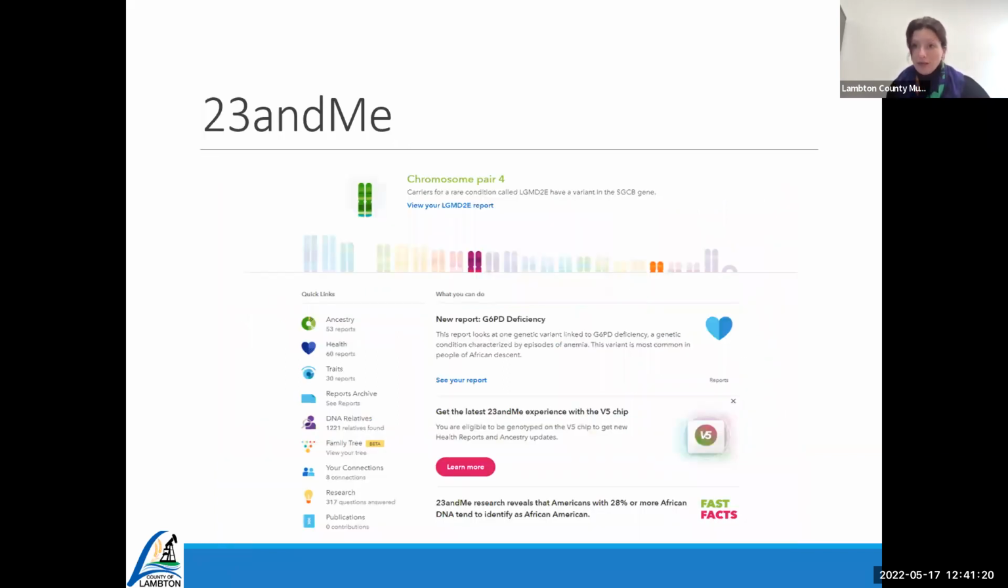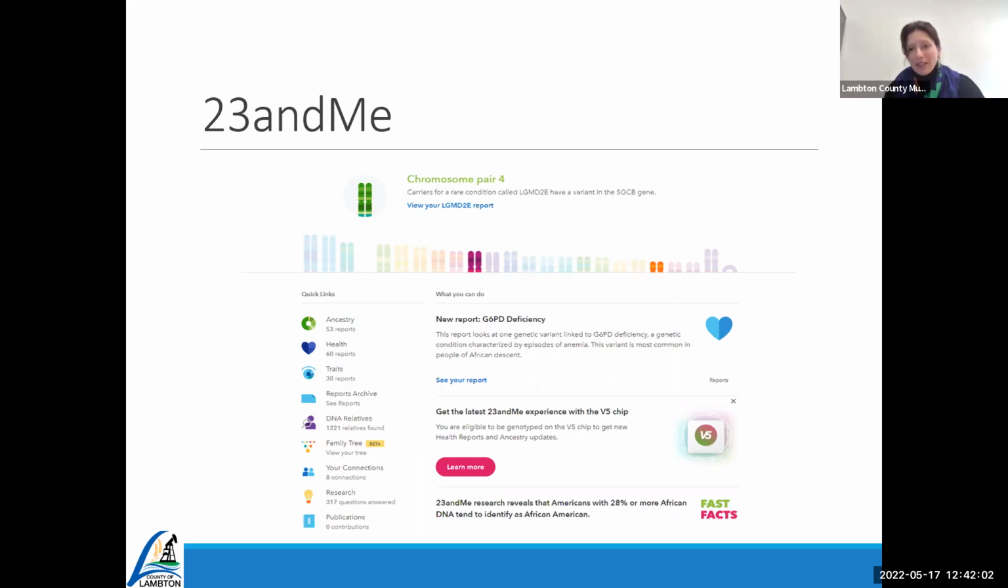23andMe, the other really, really common one, conducts scientific research, which you can opt out of being included in, and allows you to complete questionnaires about traits that can be related to your genetic biology. Health results are fairly interesting, but remember that a lot needs to happen in your body for a gene to be expressed. So just because you have a marker for a specific genetic disorder, it doesn't mean that you're going to develop it. So 23andMe tests the autosomal DNA, Y-DNA, and mtDNA groups. And it does offer genetic health screening if that's something that you're interested in.